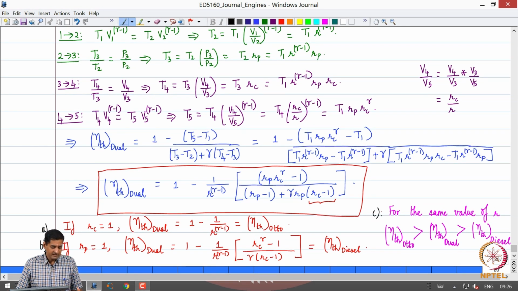That completes a simple analysis of what are called air standard cycles. We learned the Otto cycle, the diesel cycle and the dual cycle, and the main advantage of these cycles is that, despite the assumptions that we make, they can be used to get a first cut idea about a particular engine's performance, using some approximations. That is the main idea.